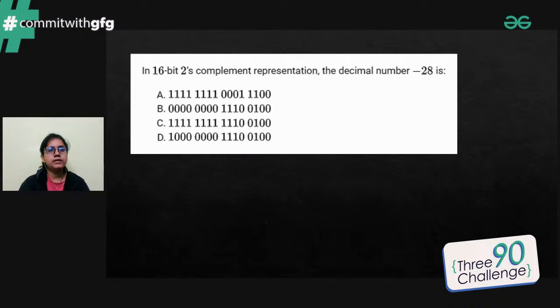In 16-bit 2's complement representation, the decimal number minus 28 is. This is a very easy question. Can you just give me the answer in the chat box? How is minus 28 represented in 16-bit 2's complement?